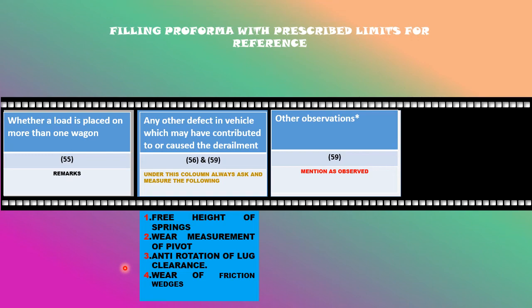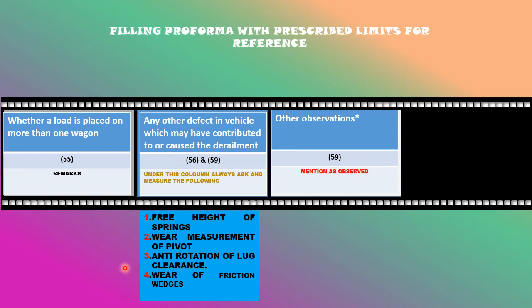Column 3 is the anti-rotation lug clearance. Anti-rotation lugs are in the bolster and the side frame. This is the clearance between the bolster lug and the side frame lug, and it is on the opposite side, not from the outside, but from the inside. The maximum limit is 6 mm. So that has to be measured.